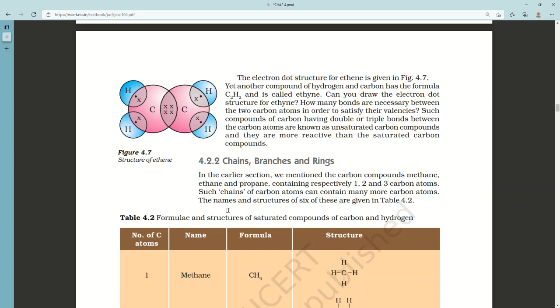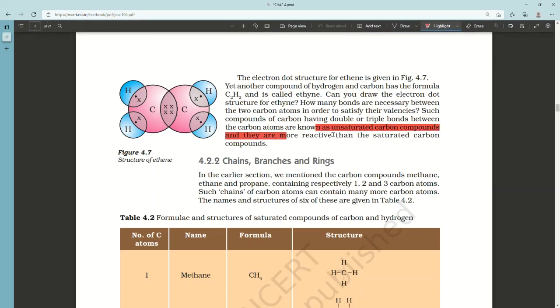Such compounds with identical molecular formula but different structures are called structural isomers.